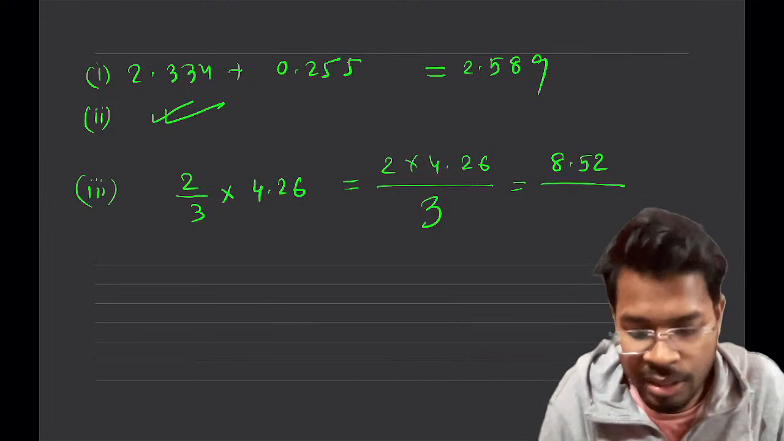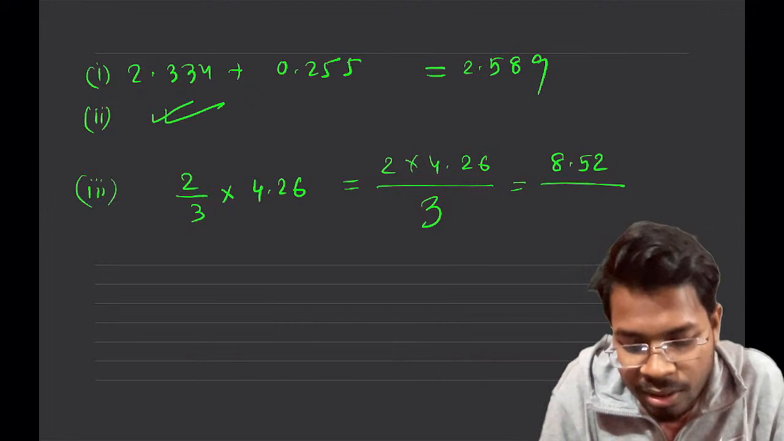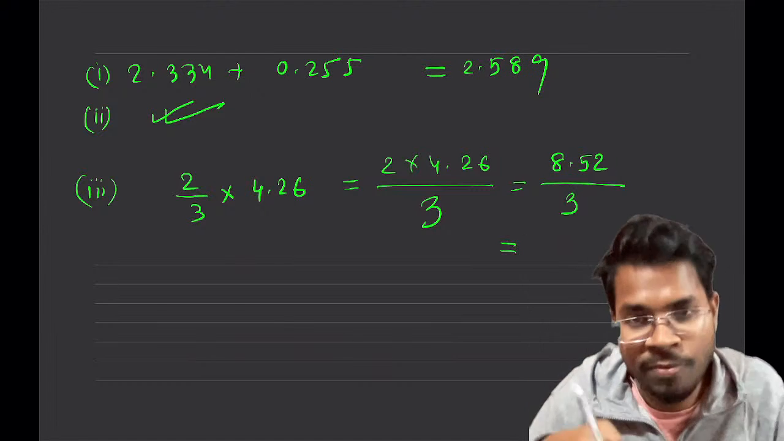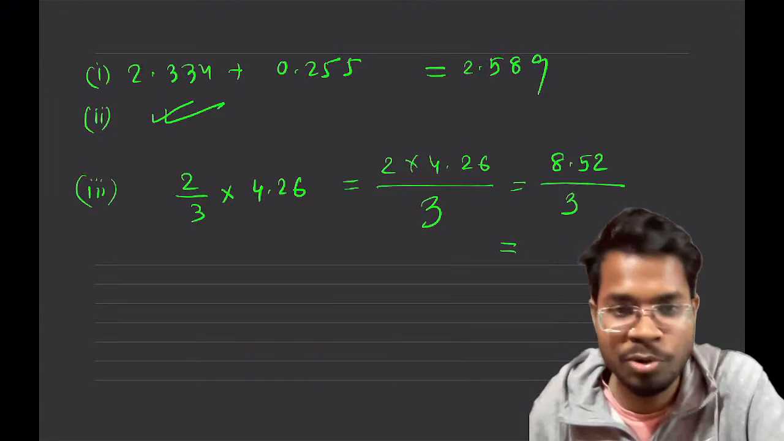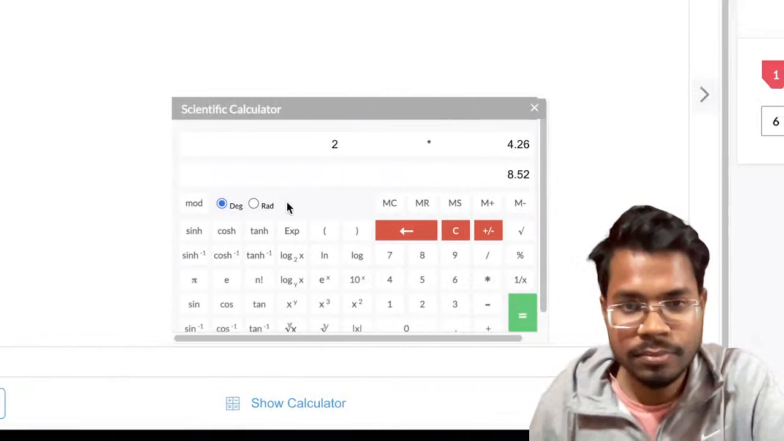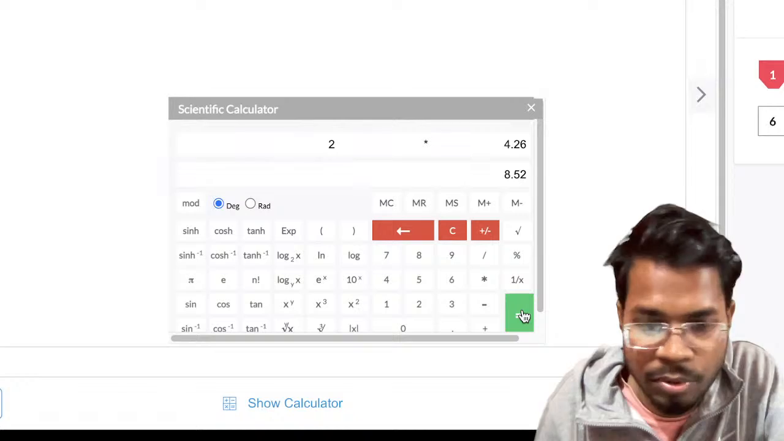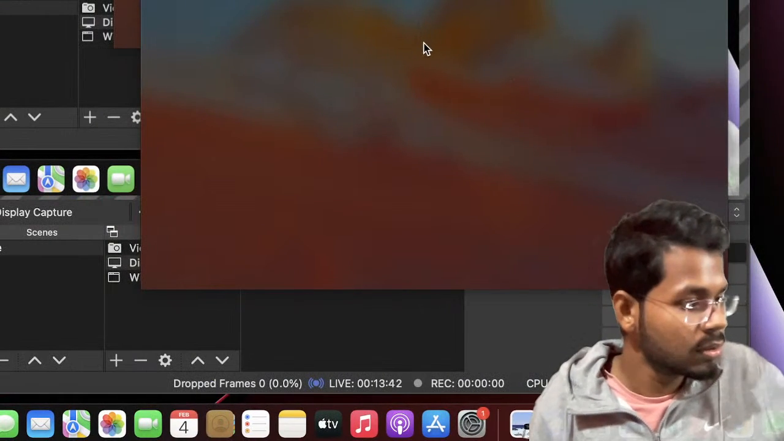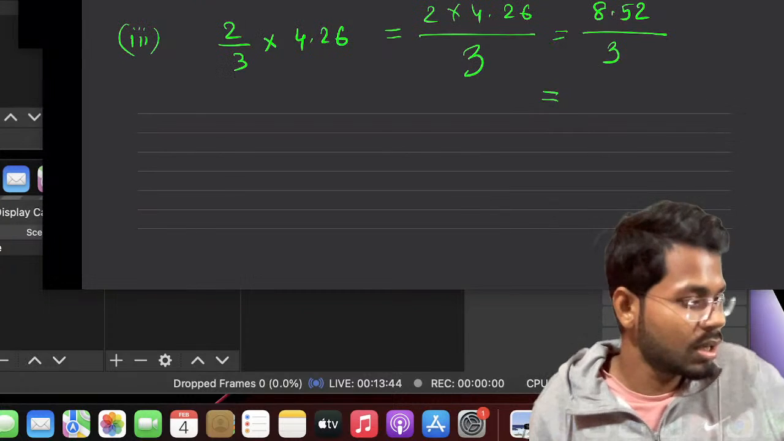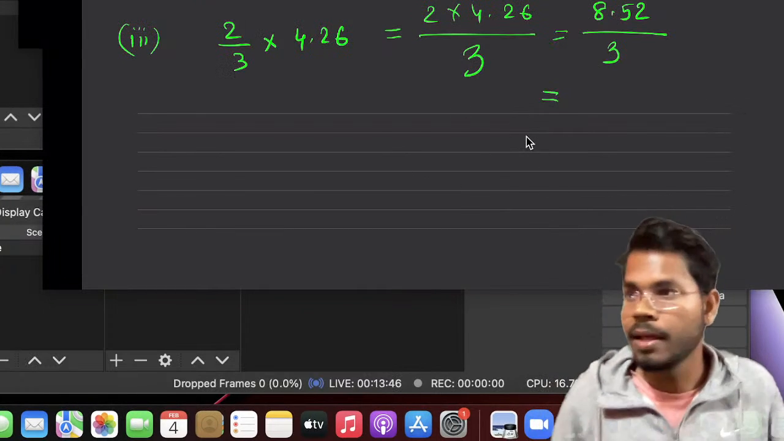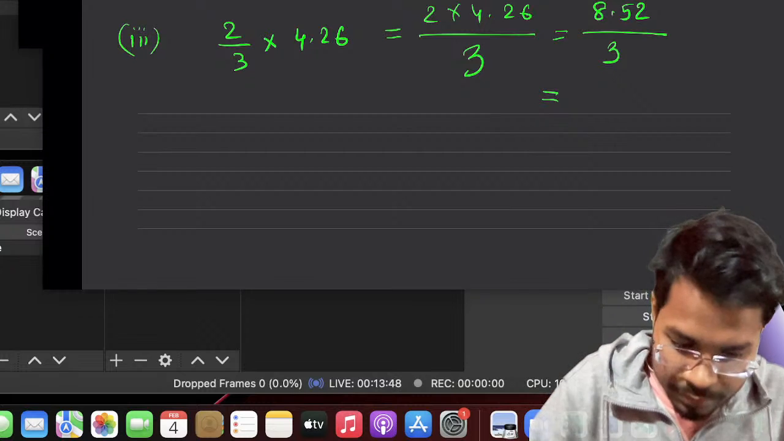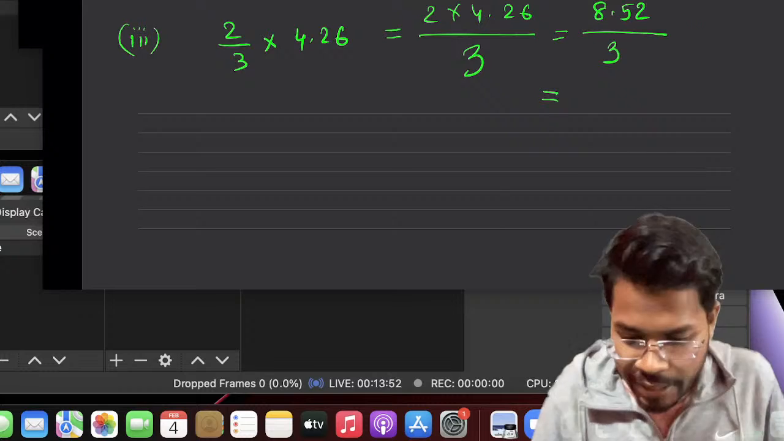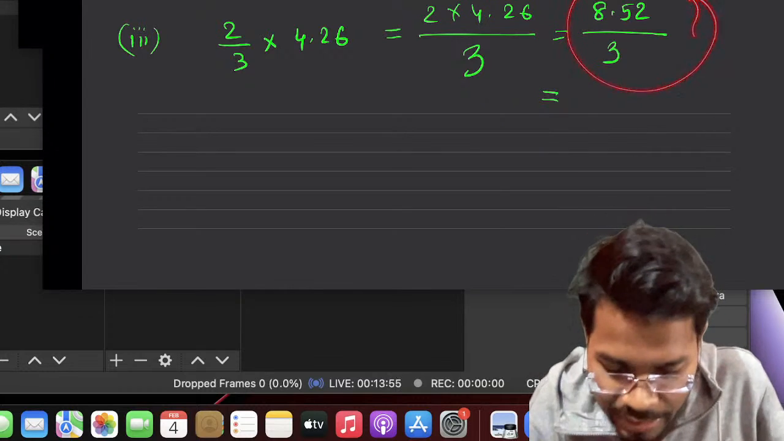Once you have written it down, go back to your calculator and then divide 8.52 by 3. Now I am showing you once again. Now I have got 8.52. Just a second. I'm sorry. So yeah, 8.52, fine, and divided by 3.